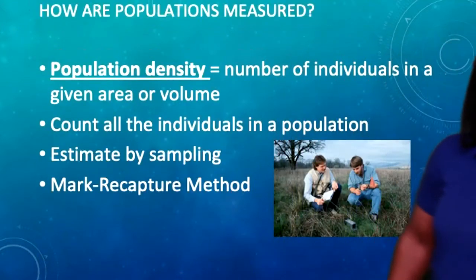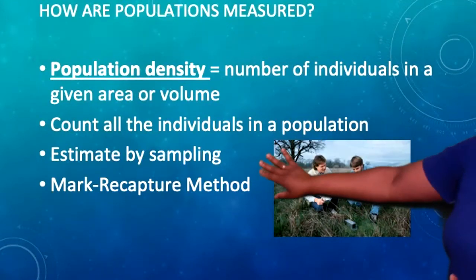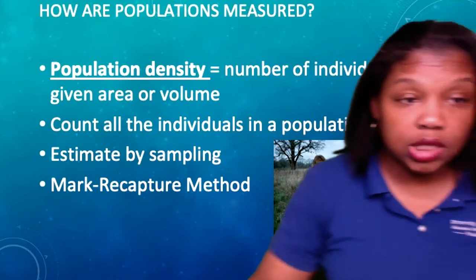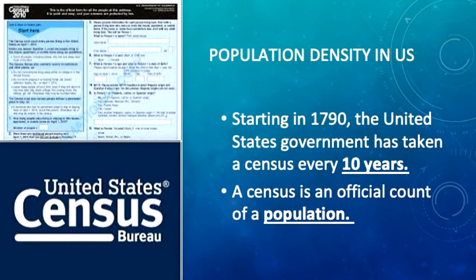So how do we measure it? We look at the number of individuals in a given area or the volume of it. We count them in the population. We can estimate by sample, or we use what's called the mark recapture method. These are the different ways in which they can count populations. Now, this is one way that we count population density in the US.